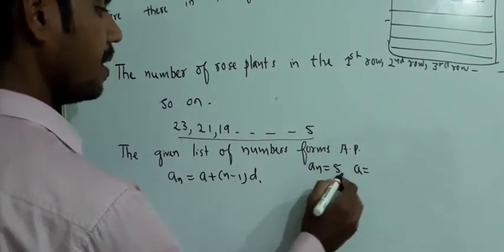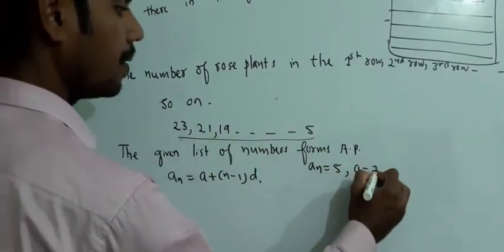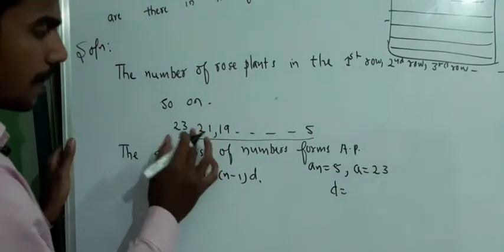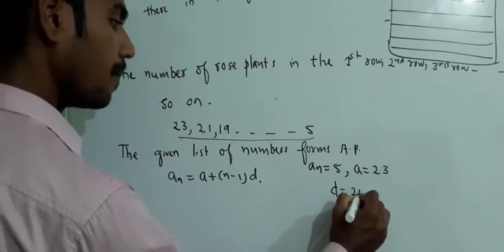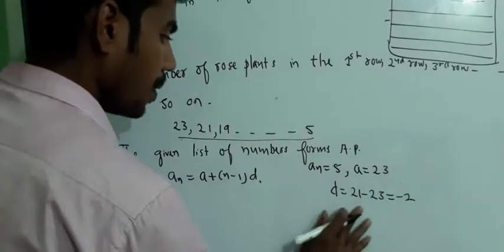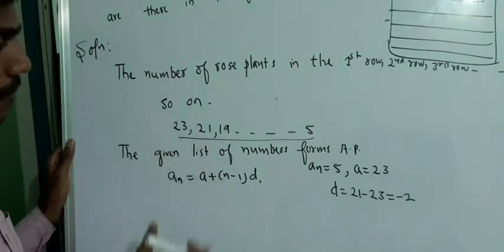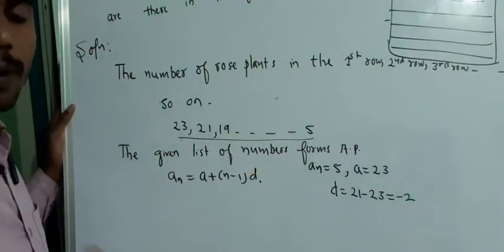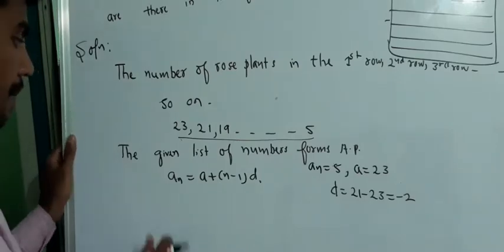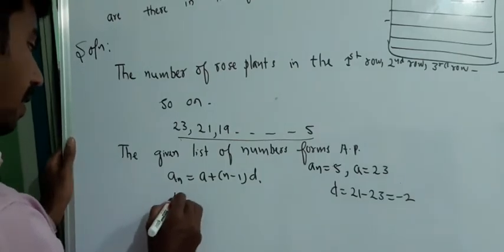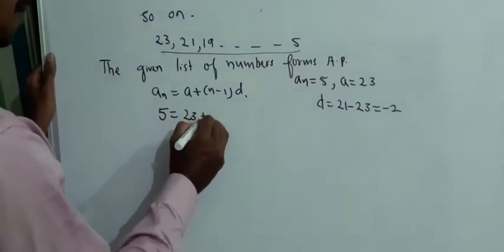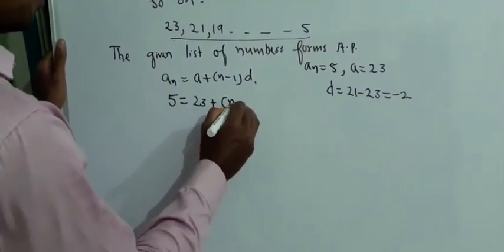What is A here? 23. D is equal to succeeding minus preceding, that is 21 minus 23, which is equal to minus 2. Using this, we need to find the number of terms. The number of terms will give us the number of rows in the flower bed. See, AN is 5. What is A? 23. Plus n, we don't know, we need to calculate it.